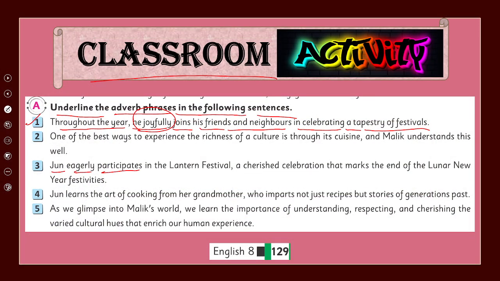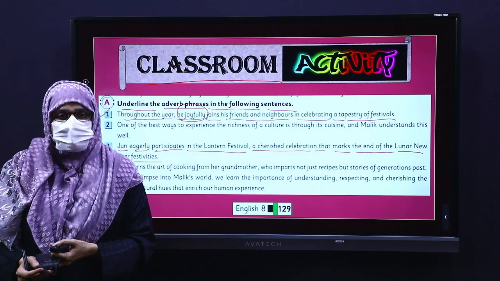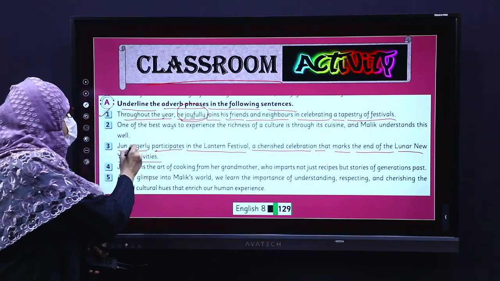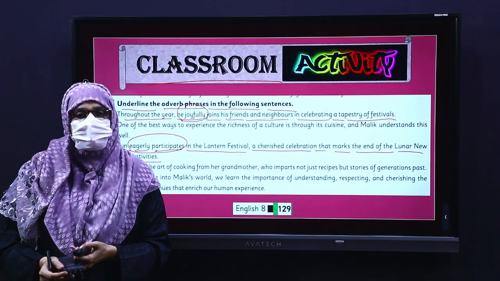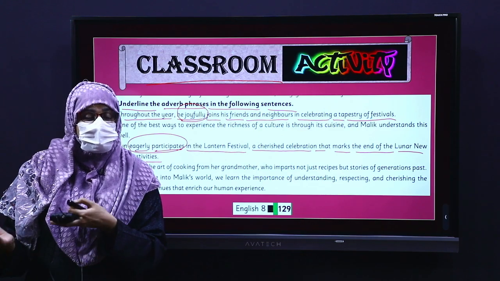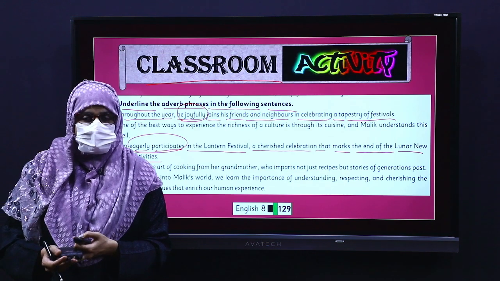June eagerly participates in the Lantern Festival, a cherished celebration that marks the end of the Lunar New Year festivities. Here in this example, you can clearly see that eagerly participates indicates the adverbial phrase. How did June participate in the festival? Eagerly participated in the festival.